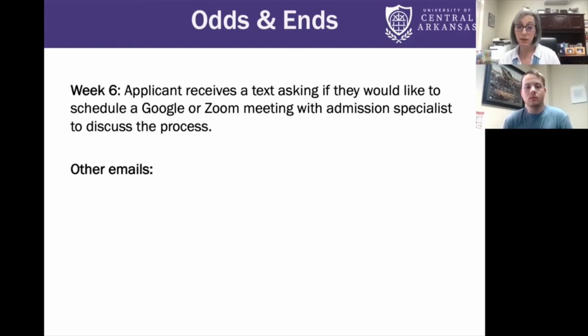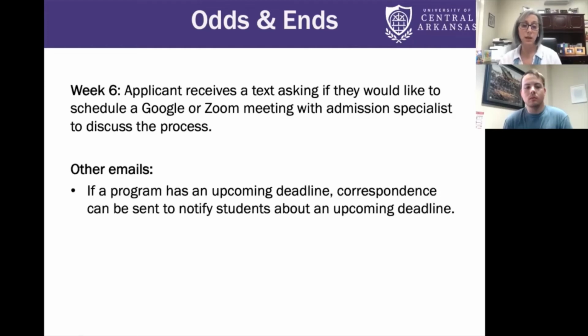And we can set up other emails as a part of this communication plan. For example, perhaps your program has an upcoming deadline of October 1st for applications. We could set it up so that people who are interested in your program get an extra email that says, don't forget, there's an October 1st deadline for this application.